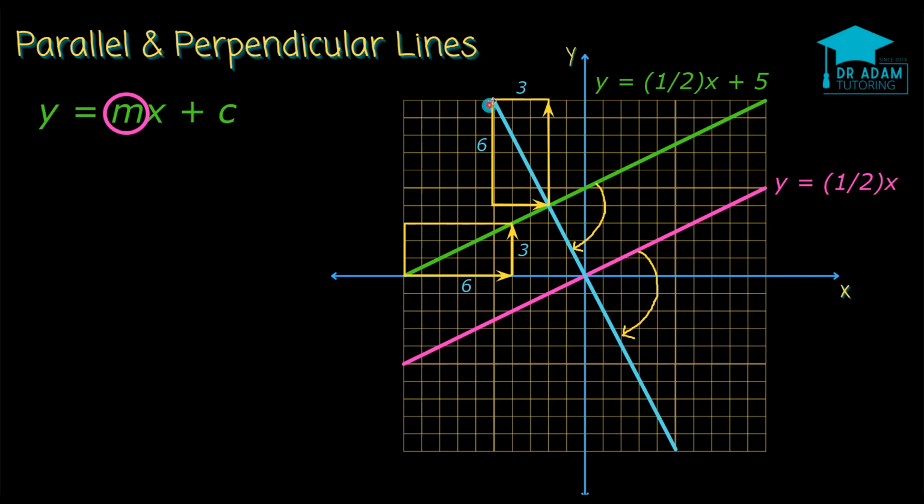So we can see that the difference in y now is 6 and the difference in x is 3. So the dimensions of this rectangle have changed.